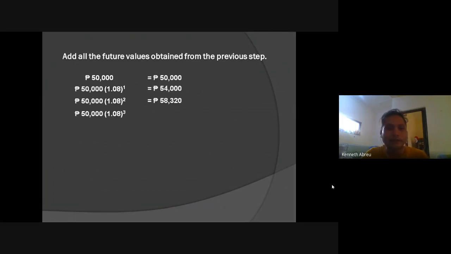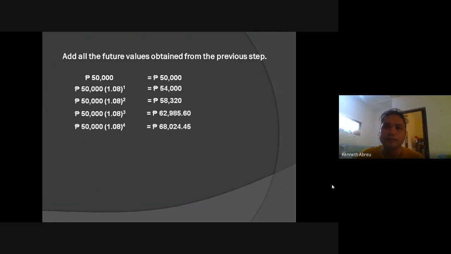Next one, 50,000 pesos times 1.08 raised to the third power. After computation, we get 62,985 pesos and 60 centavos. And lastly, 50,000 pesos multiplied by 1.08 raised to the fourth power, we get 68,024 pesos and 45 centavos. These are the values after computation, so we need to round off the numbers to the nearest hundredths.